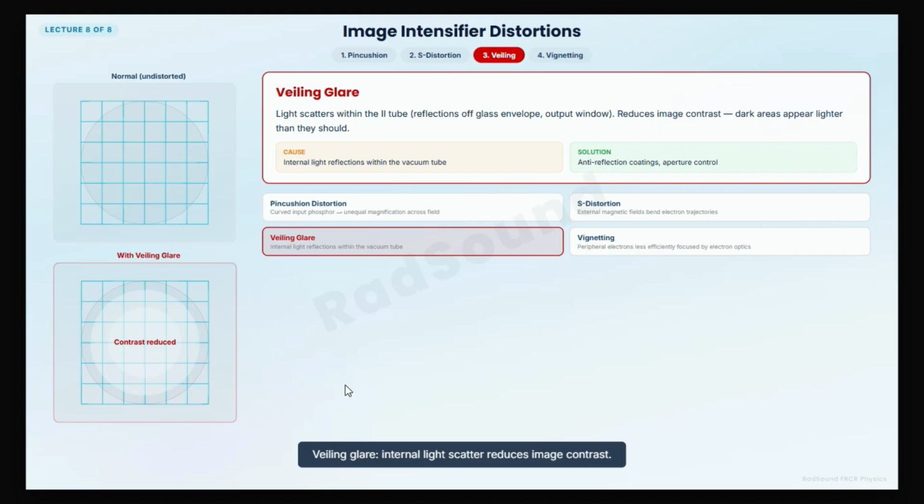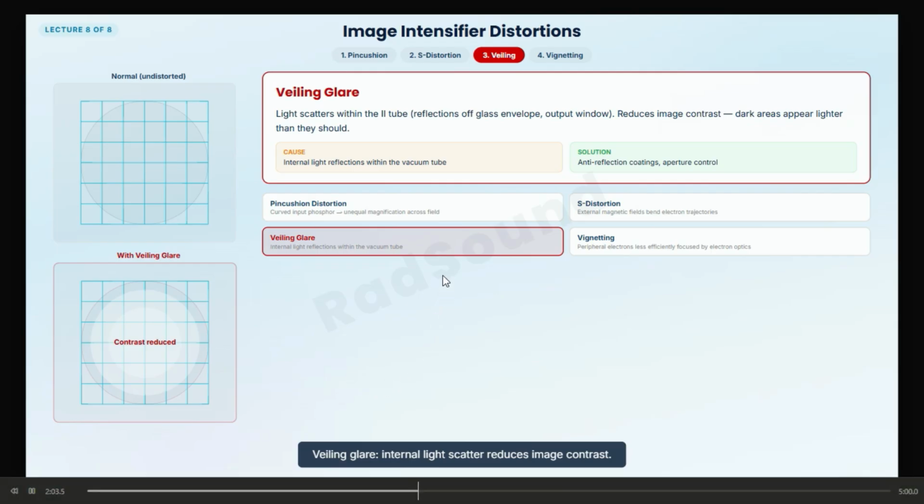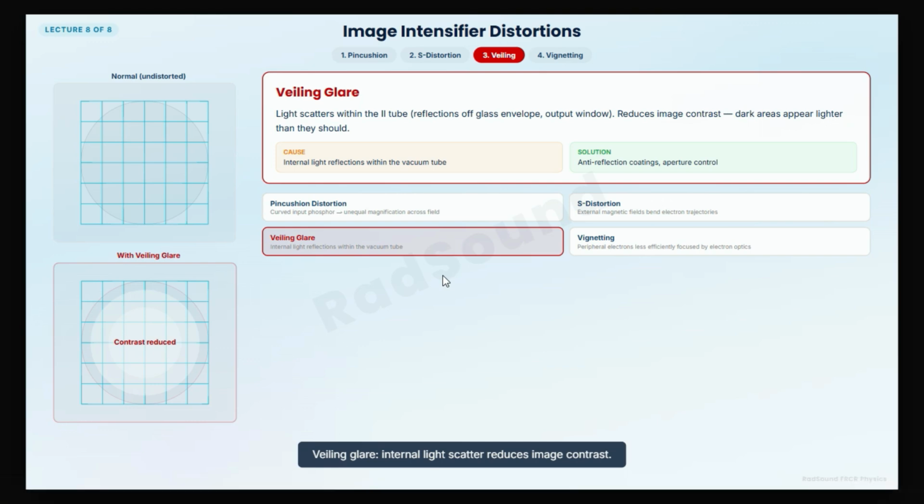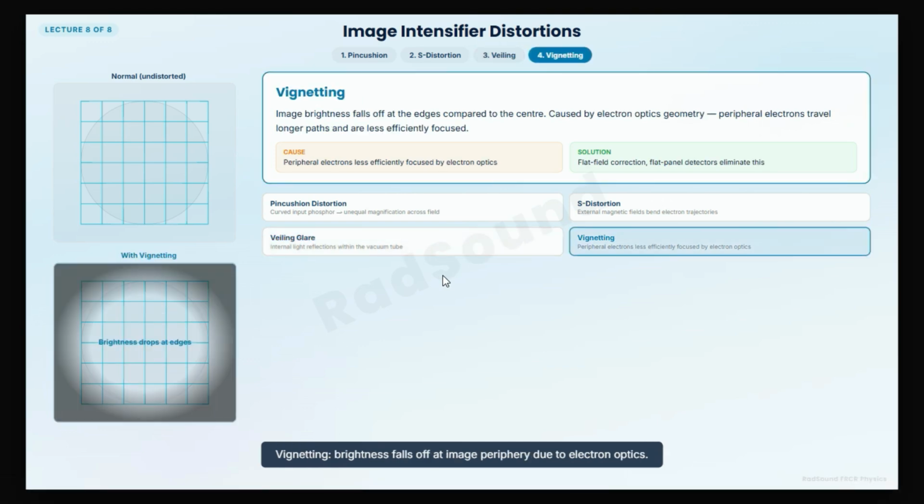So what would be the best method to prevent this? Anti-reflection coating, aperture control, and others. So what would be the next one? The next one is vignetting. Vignetting is quite common in exams. Mostly, one, two, three, you will see vignetting in your exam.